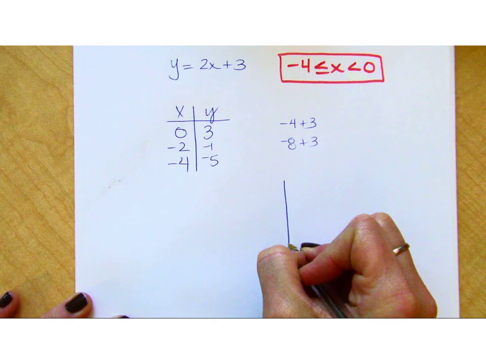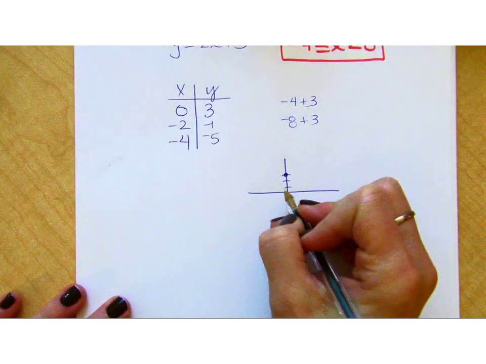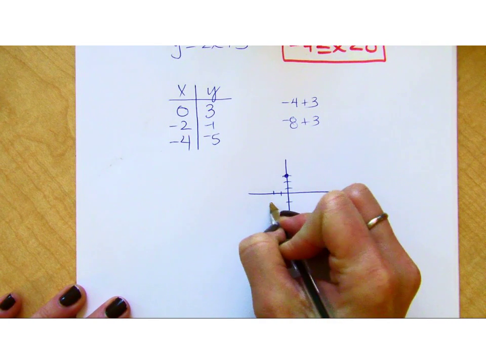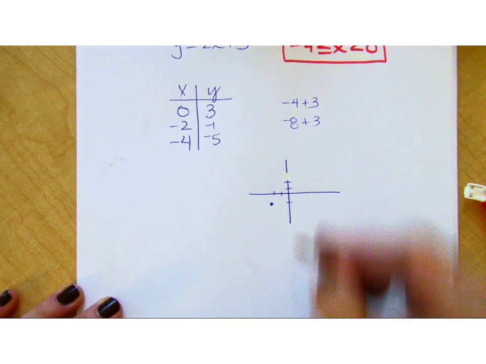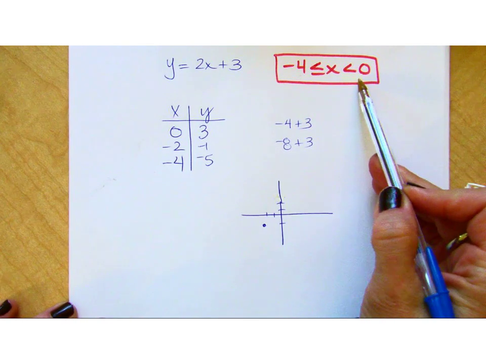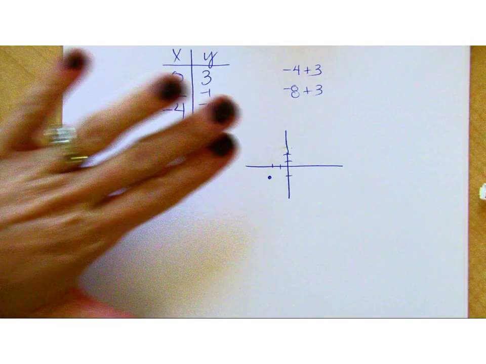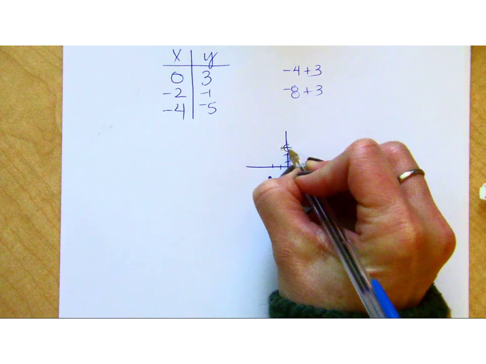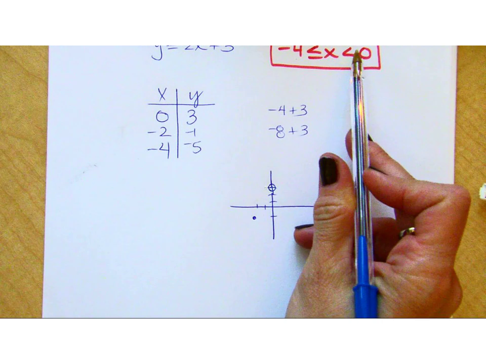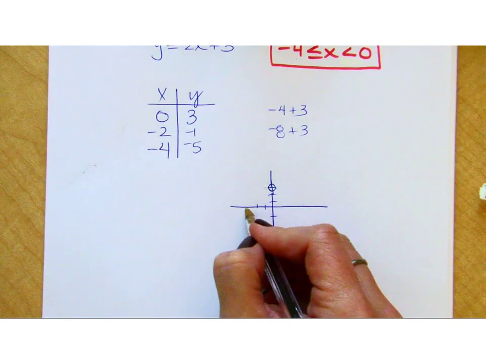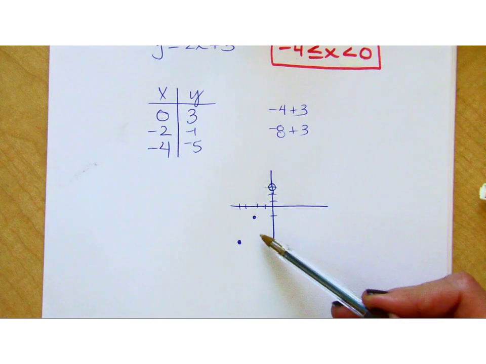So now, let's talk about what happens with our graph. If I have 0, 3, and negative 2, negative 1, actually, this is the reason I did that. Be careful. Can it be 0? No. So very instinctively, I just plotted a point when I should have done what? Made an open circle at 0 because it can't be 0. It has to be less than 0. And then my last point is negative 4, negative 5. Okay, so open circle at 0, closed circle at negative 4.